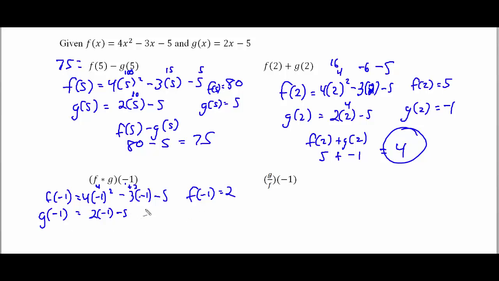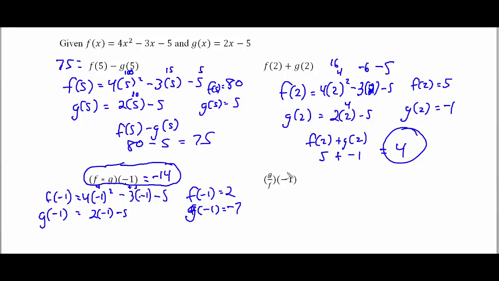So now my g of negative 1: 2 times negative 1 is negative 2, minus 5 is negative 7. So my g of negative 1 is going to be negative 7. So if I multiply f times g, that's 2 times negative 7, and 2 times negative 7 is negative 14. So that's my answer of multiplying f and g together after plugging negative 1 in for my x values of f and g.